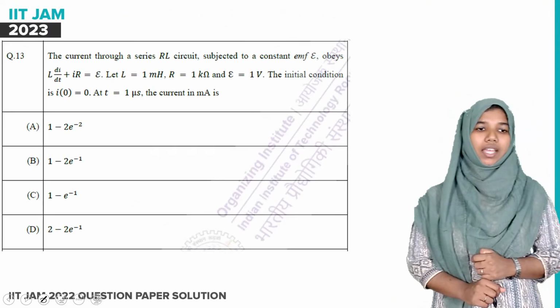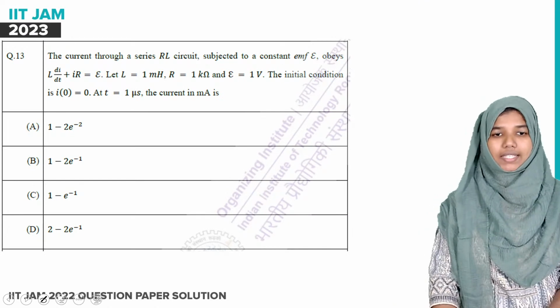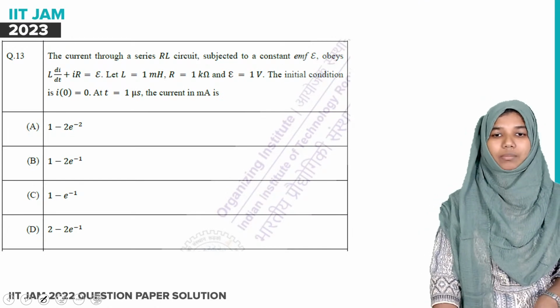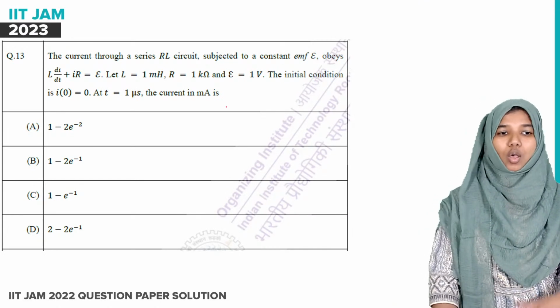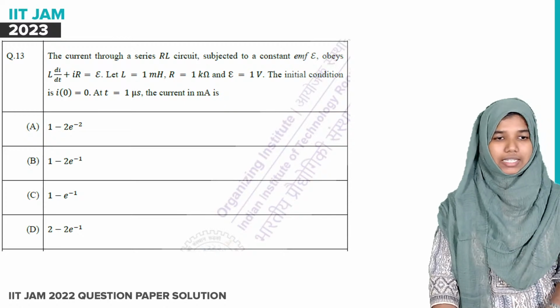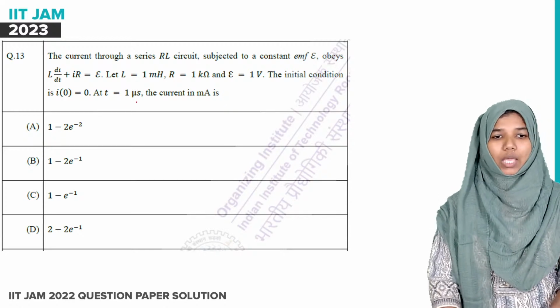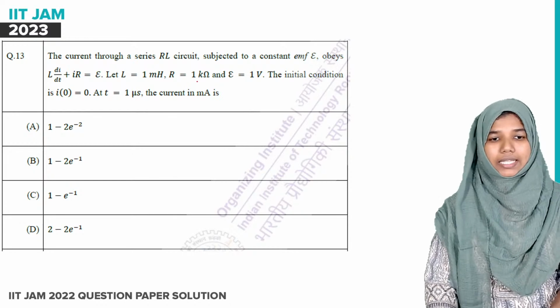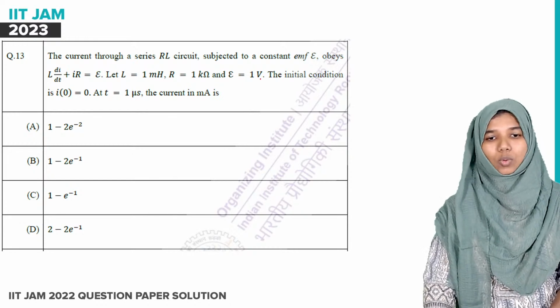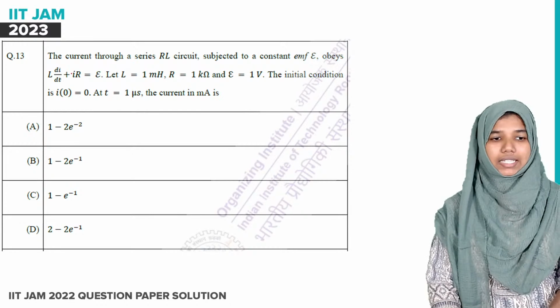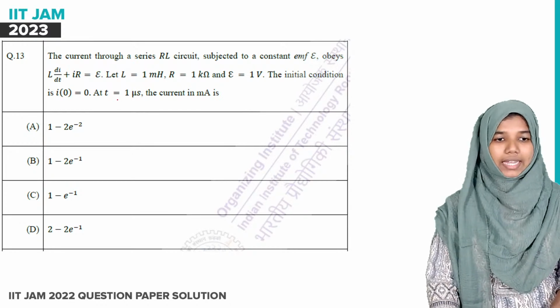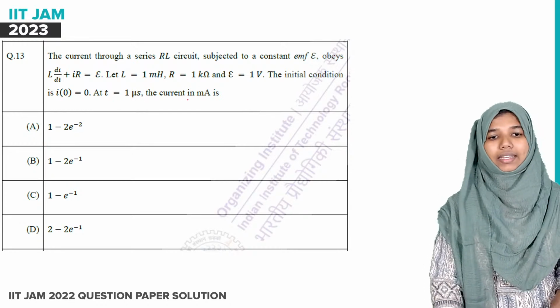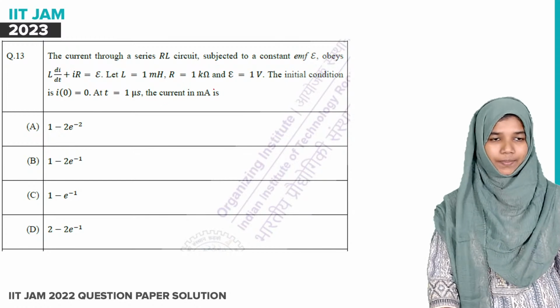Okay, the next question. The current through a series RL circuit subjected to a constant EMF E or epsilon obeys L di by dt plus IR is equal to epsilon. Let L is equal to 1 millihenry, R is equal to 1 kilo ohm, and epsilon is equal to 1 volt. The initial condition is I of 0 is equal to 0, and at t equal to 1 microsecond the current in milliampere is.